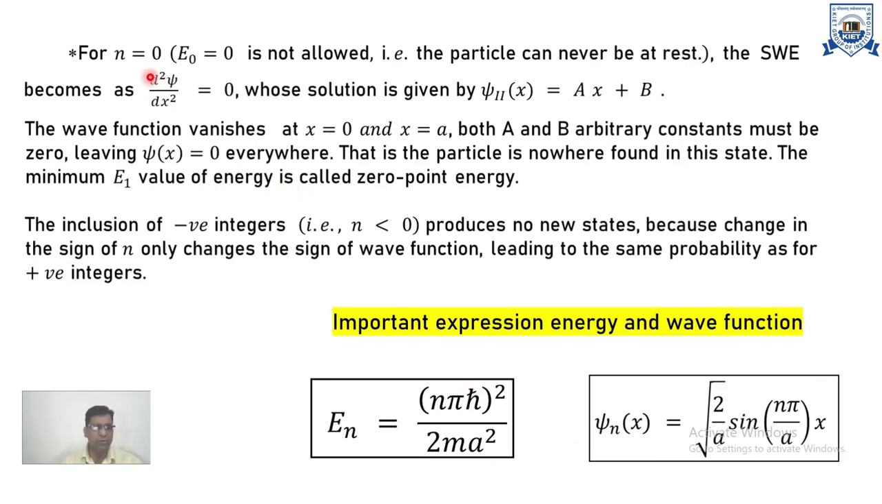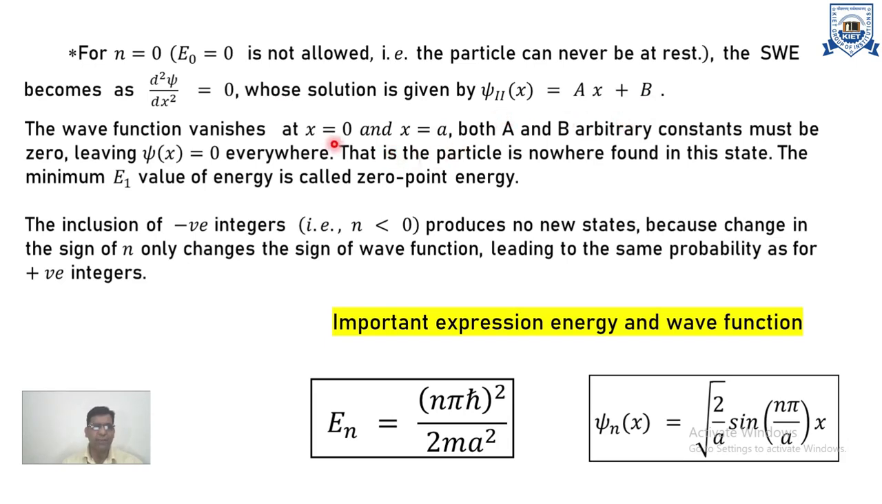Now think about n equal to 0. Why is n not equal to 0? Because then E naught is not an allowed energy level. The particle can never be at rest. The Schrodinger wave equation becomes d square psi upon dx square equal to 0, whose solution is given like that.